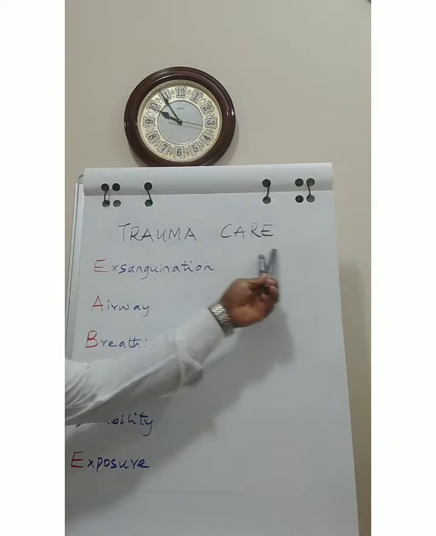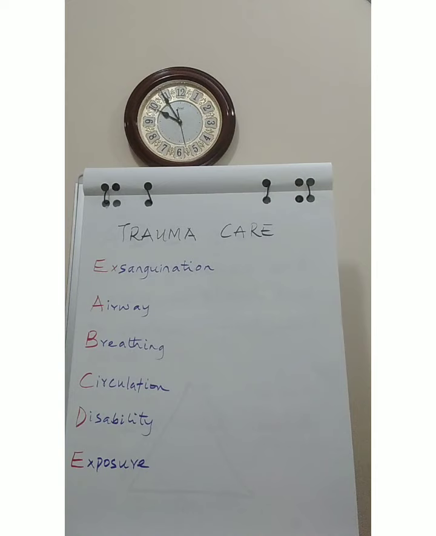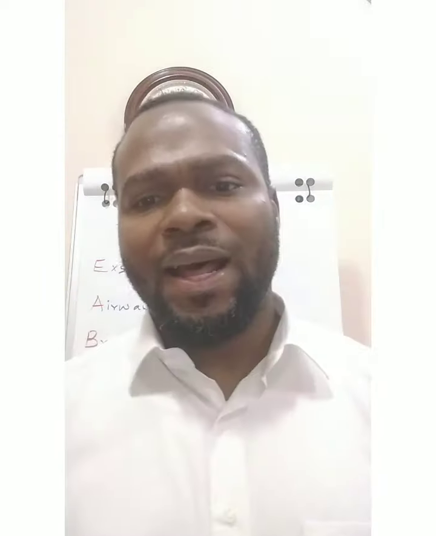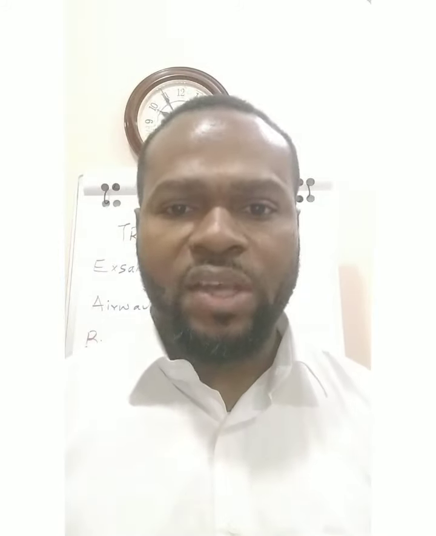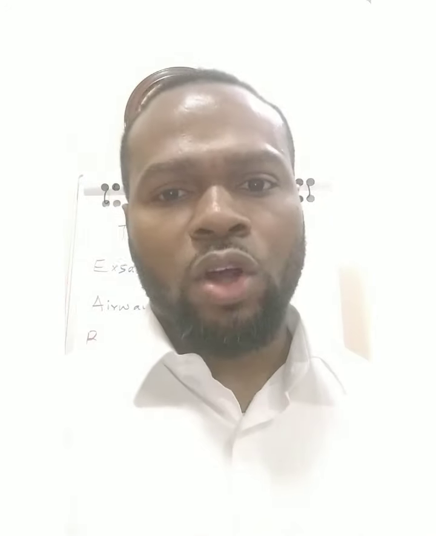I'll repeat it: the trauma care, exsanguination, airway, breathing, circulation, disability, and exposure. All right, so these are the six tools we use to evaluate and assess a patient rapidly or a victim rapidly once there is trauma. Okay, before you take him to the hospital. Even in hospital, you should still continuously use these criteria to evaluate and manage your trauma patient.